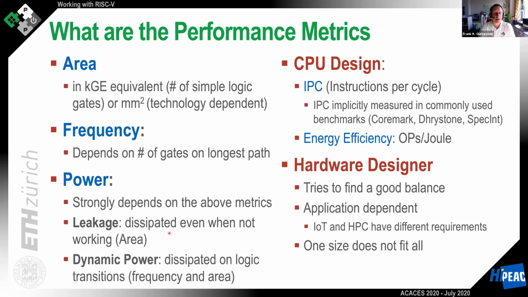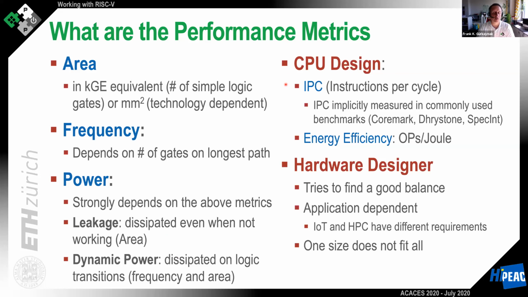Power is the most difficult of them all because it has two components. Leakage is dissipated even when you are not working, so that depends essentially on the area. And the dynamic power is dissipated when you are switching from 1 to 0 or 0 to 1 within your circuit. It depends on the frequency and the number of gates that are switching, so roughly also on the area.